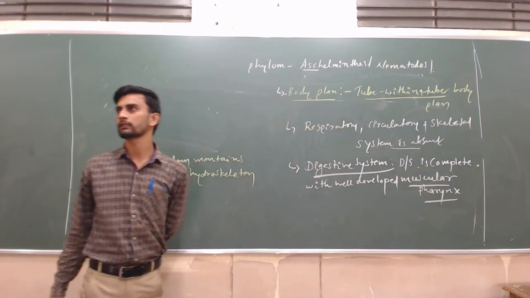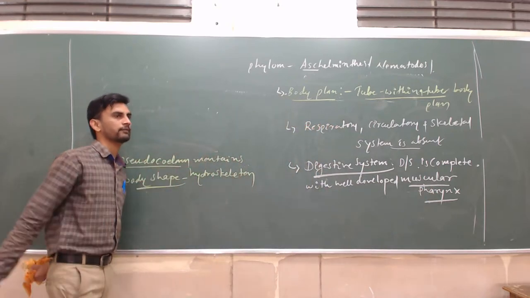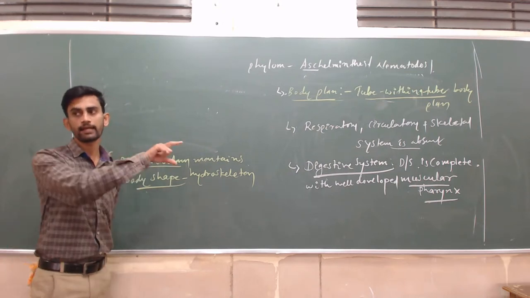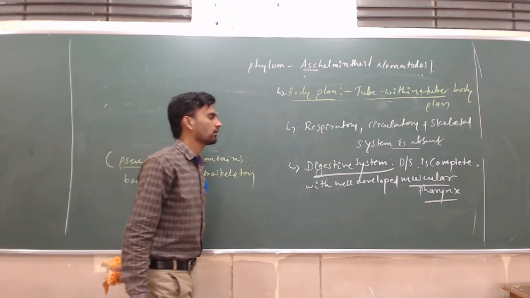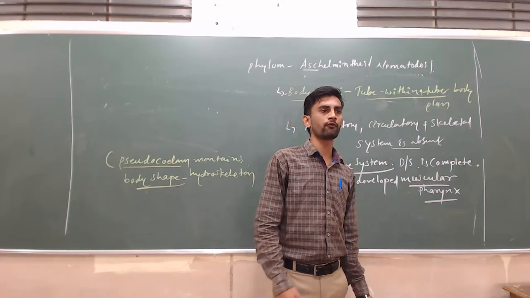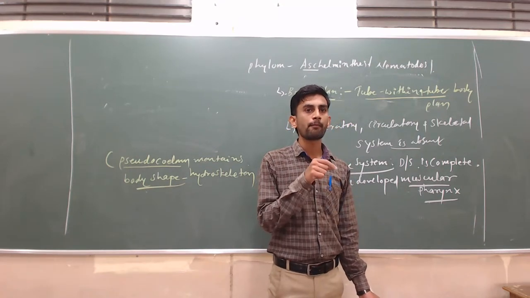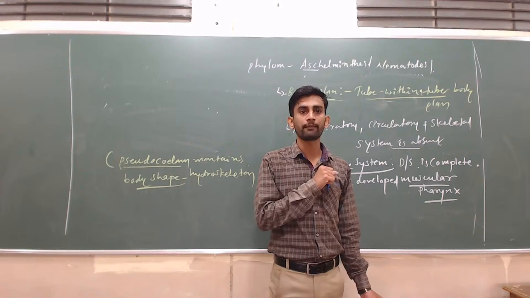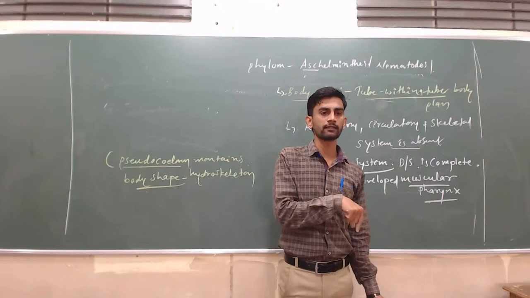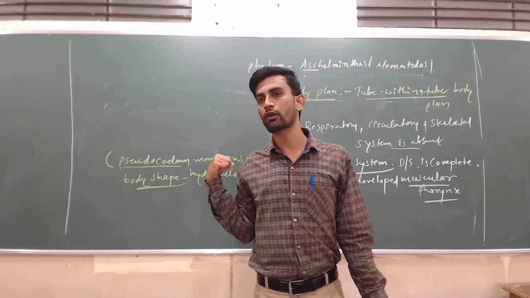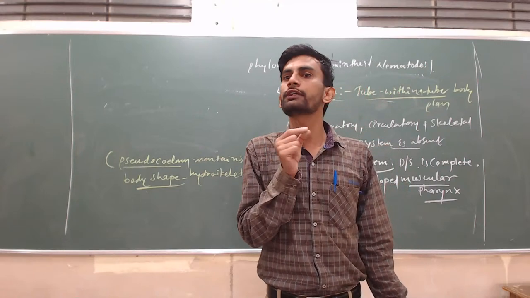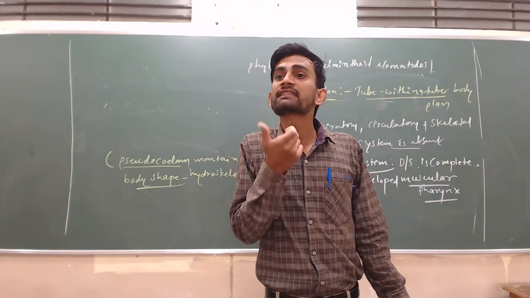For the first time in the whole animal kingdom, development of a muscular pharynx is found in these aschelminthes. So what is the common function of the pharynx? The pharynx is involved, after the ingestion process, in passing the food into the next part of the alimentary canal. But in us, the pharynx is better developed than in these organisms. The pharynx is a shorter tube in the human being.